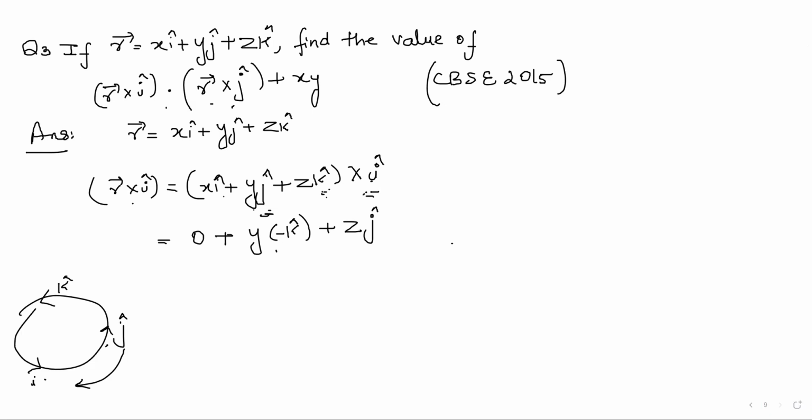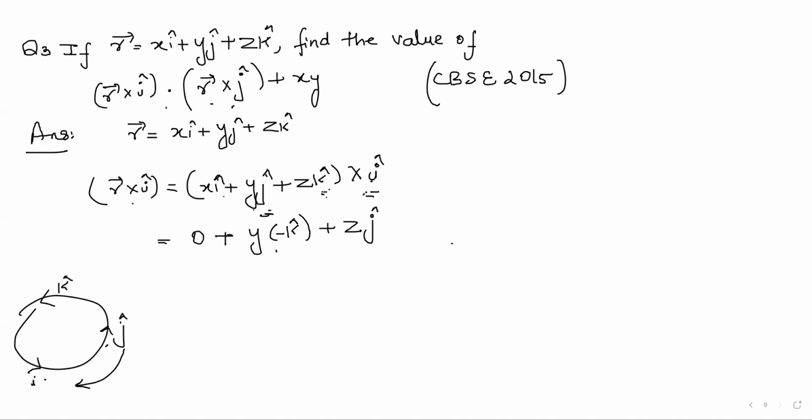For r cross j, you are getting minus z i cap plus x k cap. Very, very good. Then find the dot product between them, and then finally add xy in it. Okay. Abdur, if you have completed this, please share your answer.